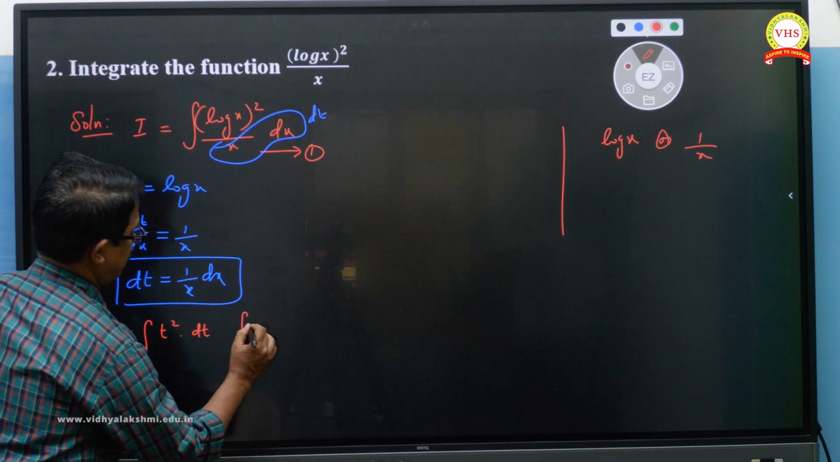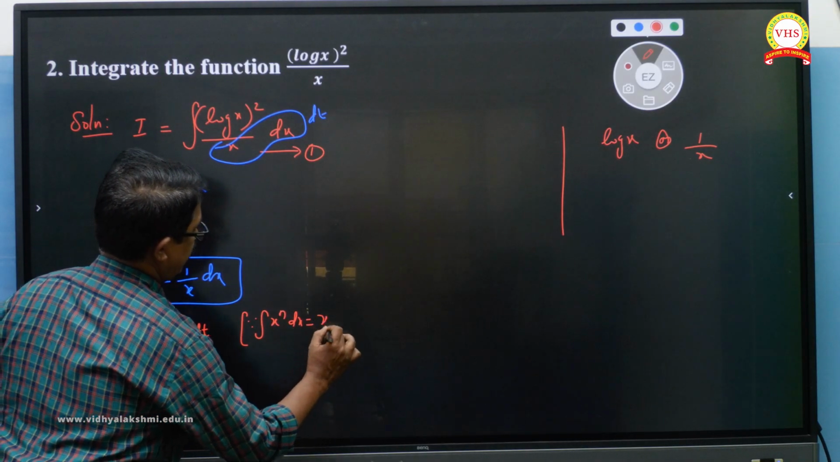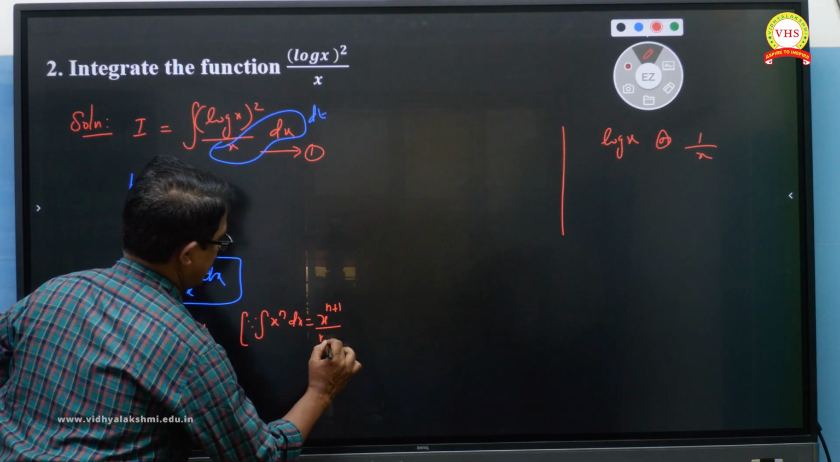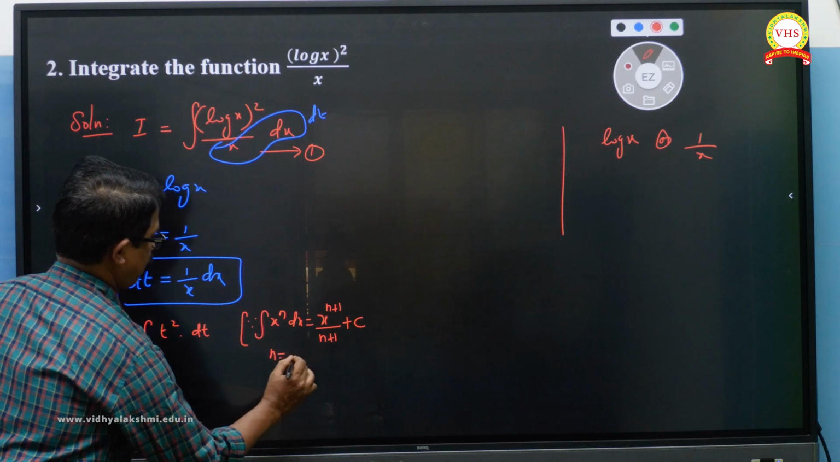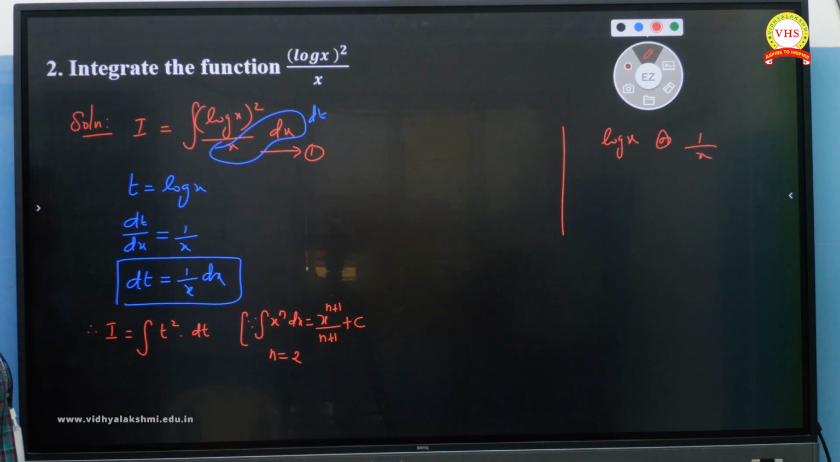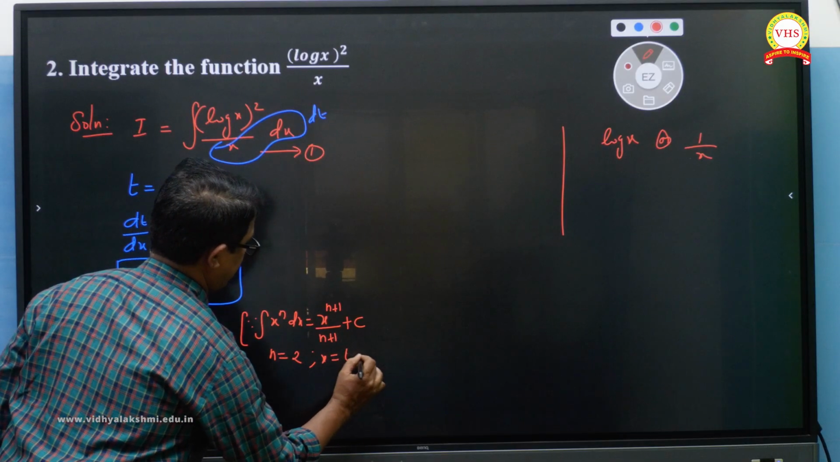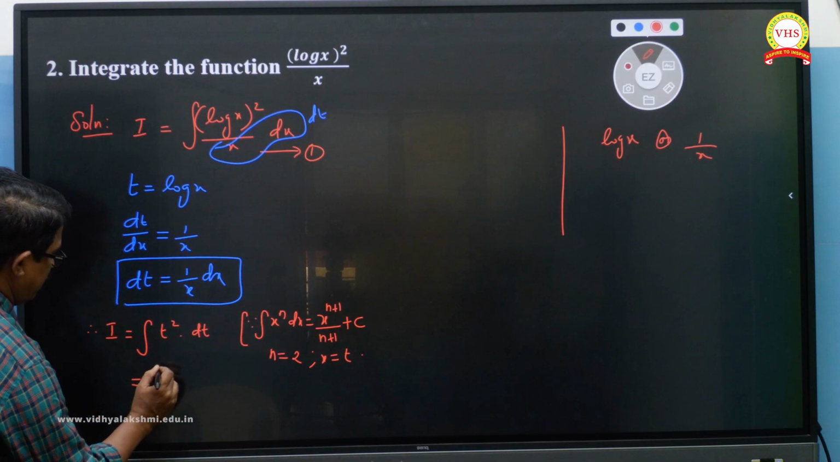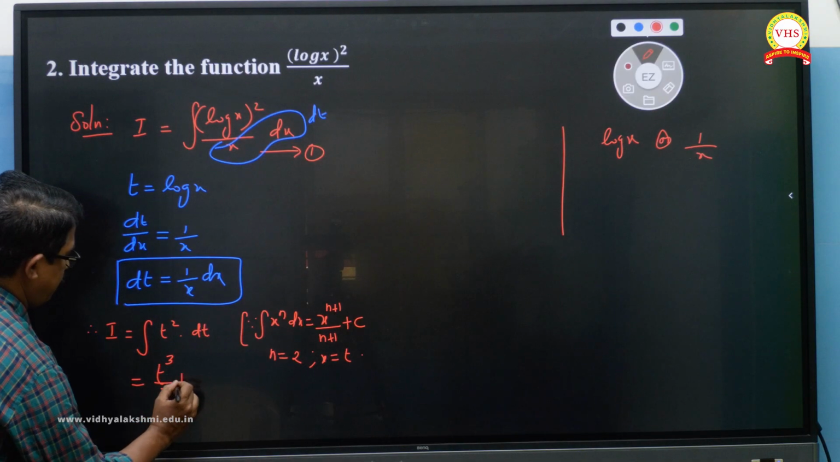Now what is the formula here? Integral of x power n into dx equal to x to the power of n plus 1 by n plus 1 plus c. Now here, n equal to 2 and the variable should be different, that is t. That is equal to t power 2 plus 1 by 2 plus 1, that is t cube by 3 plus c.